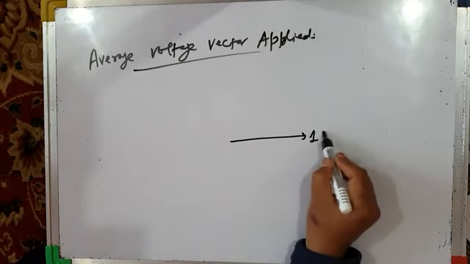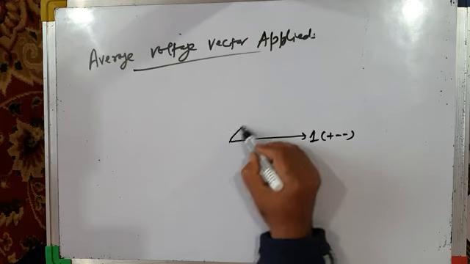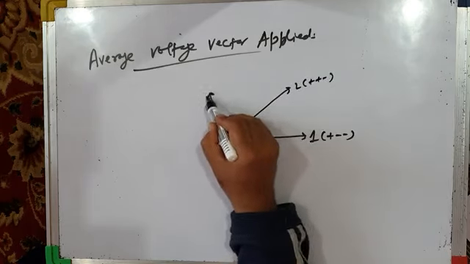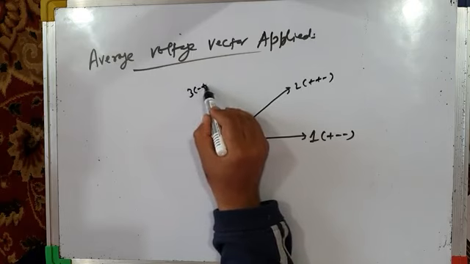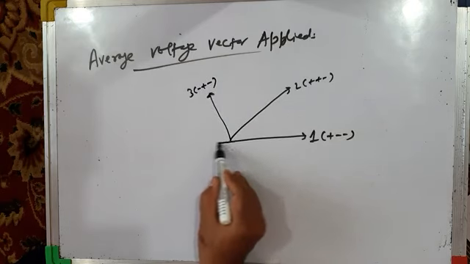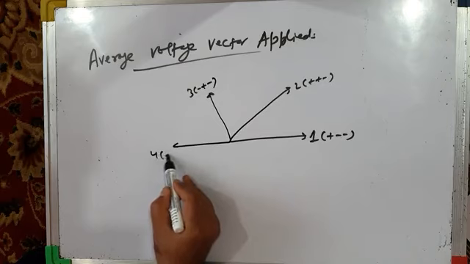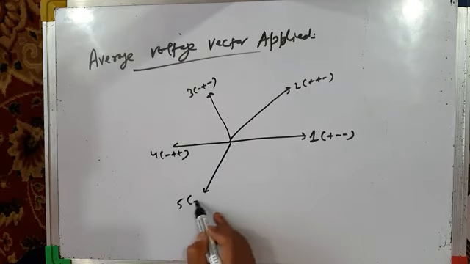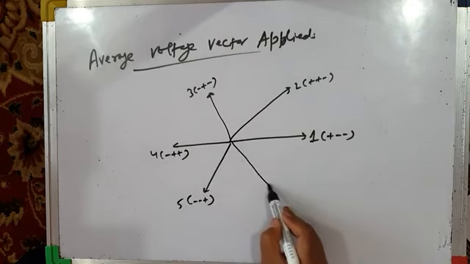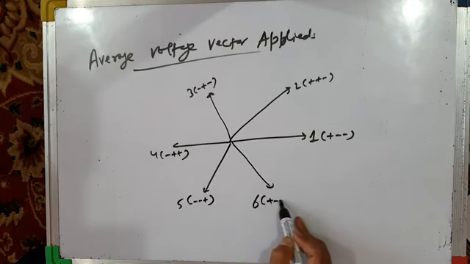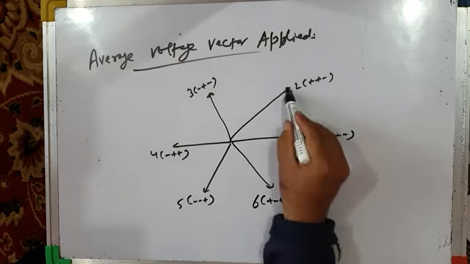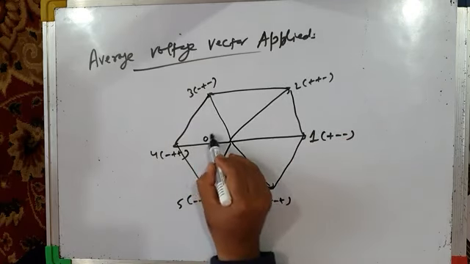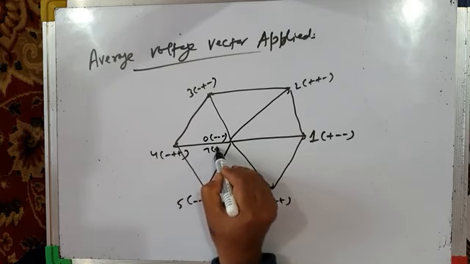Active vector 1 with switching sequence plus minus minus. Active vector 2 with switching sequence plus plus minus. Then this is your active vector 3 with switching sequence minus plus minus. Active vector 4 minus plus plus. Active vector 5 minus minus plus. Active vector 6 plus minus plus. This is your regular hexagon. Null vector 0, null vector 7 plus plus plus.